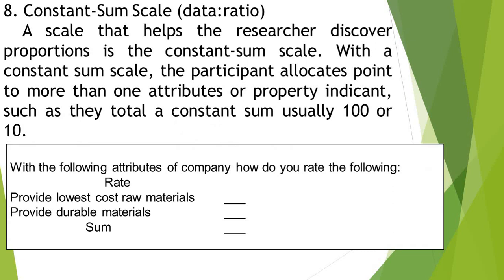Next, constant sum scale. A scale that helps the researcher discover proportion is the constant sum scale. With a constant sum scale, the participants allocate points to more than one attribute or property indicant, such as they total a constant sum of 100 or 10. Like for example, with the following attributes of the company, how do you rate the following? Provide lowest cost of raw materials, 70. Provide durable materials, 30. Total is 100%.